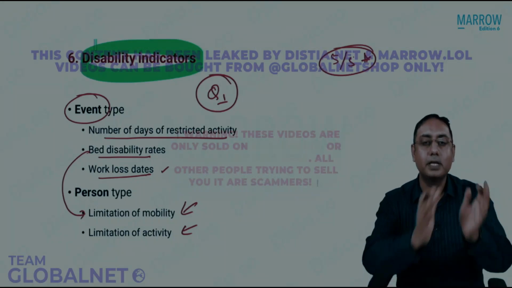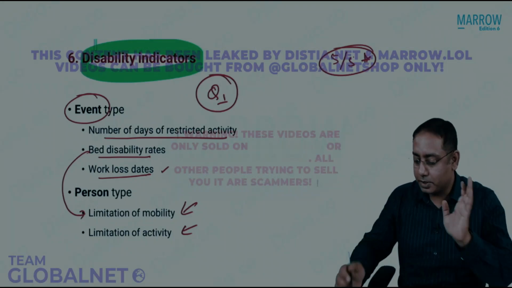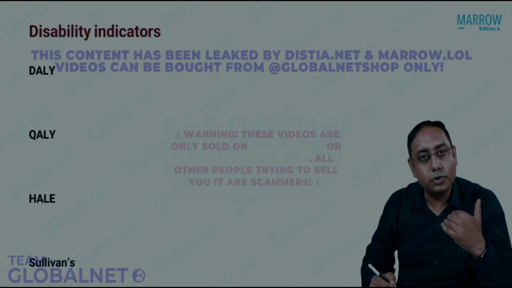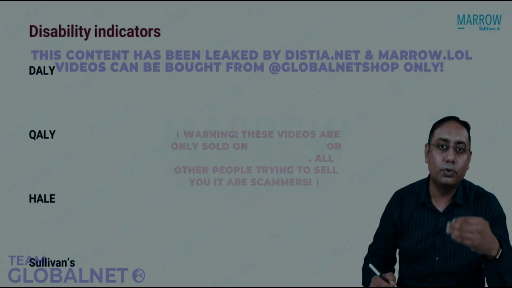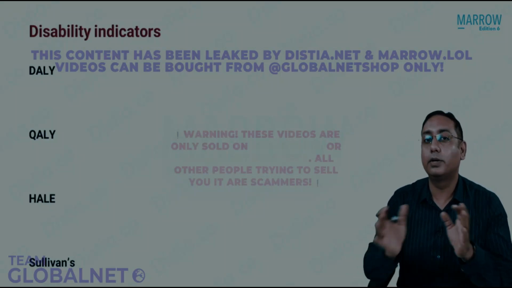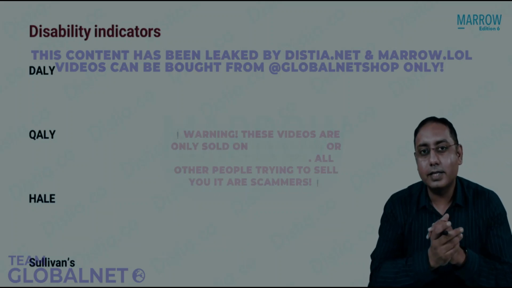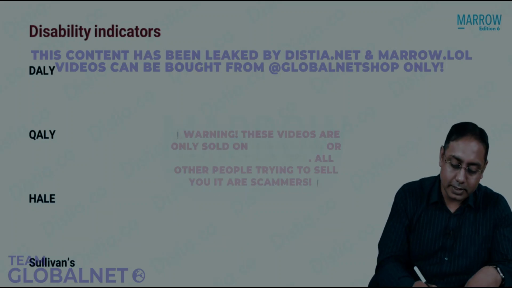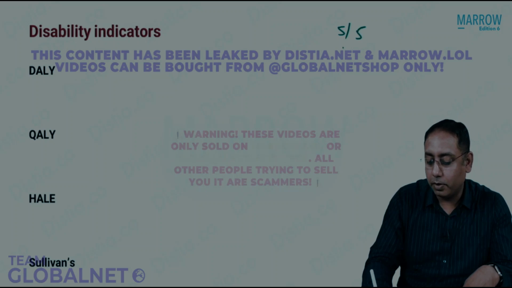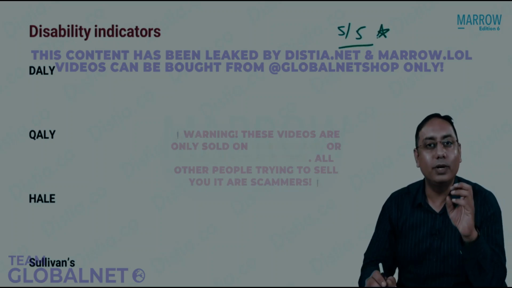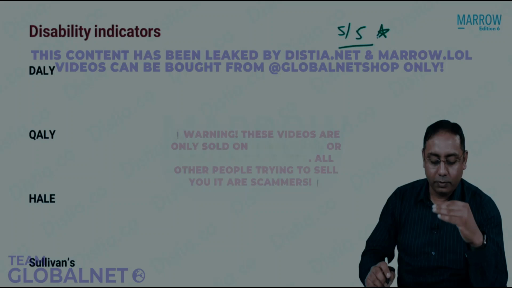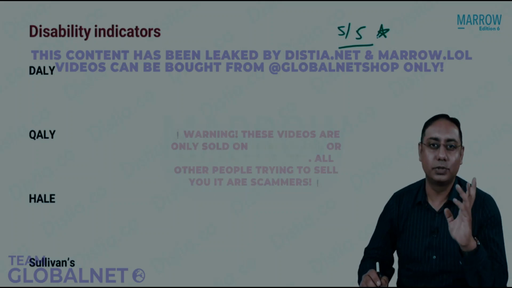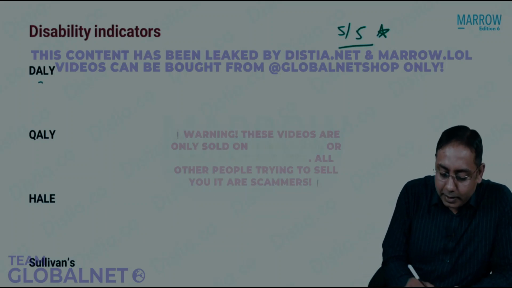Disabilities could be of two types, event indicators, or we can have person indicators. And next, you should also know there are some indicators which could be person type or the event type, or they could be both. So the indicators that you need to study for your exam is again a 5 by 5 star MCQ topic. This is what you need to know. What is a DALY? What is HALE? What is QALY? And what is Sullivan? So what do you mean by DALY?